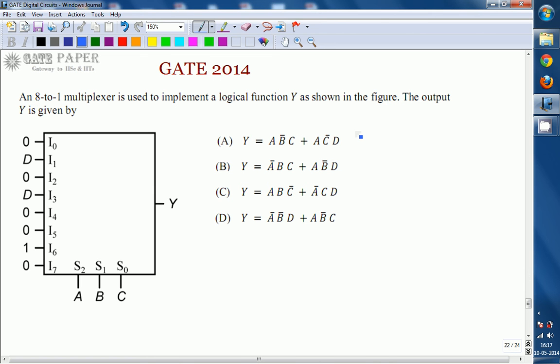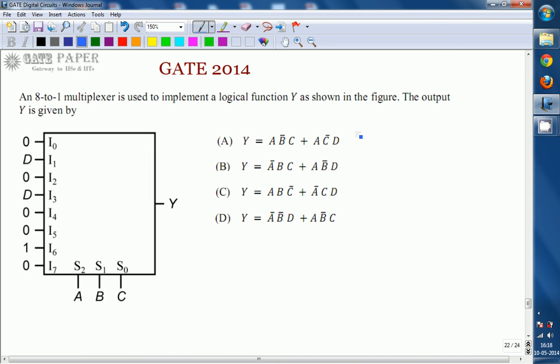Hello, we are discussing the GATE 2014 ECE paper, and this question is related to digital circuits. An 8 to 1 multiplexer is used to implement a logic function Y as shown in the figure. The output Y is given by... What is the expression of Y that we are going to calculate?